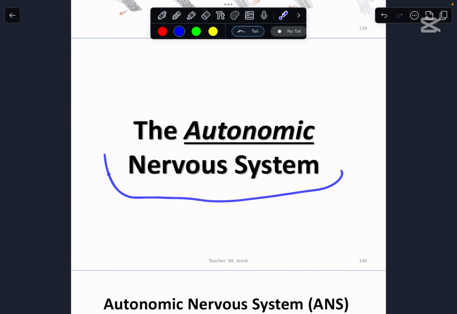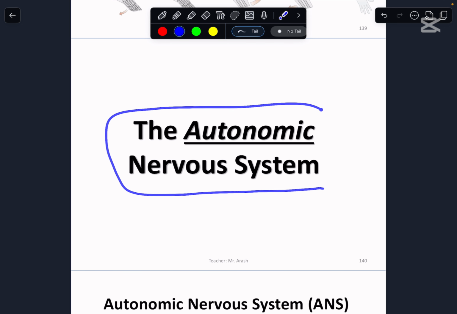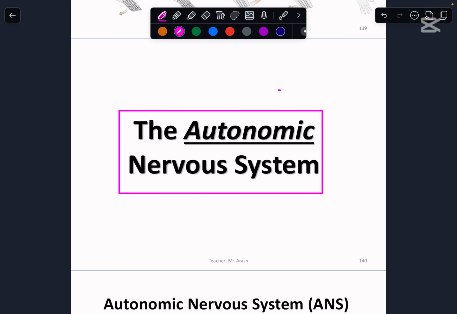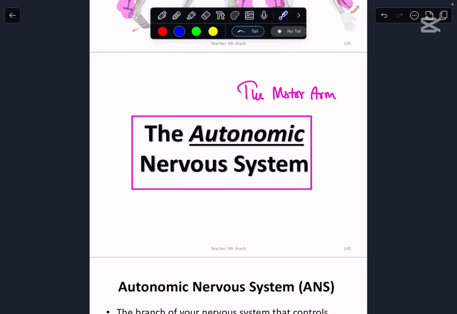Hello, everybody, and welcome back to the section about the autonomic nervous system. So this system, first of all, as we mentioned, is a phrase we use to really describe the motor arm of the nervous system. This does not mean that we do not have an autonomic sensory system, because we do. We talked about that before, right?